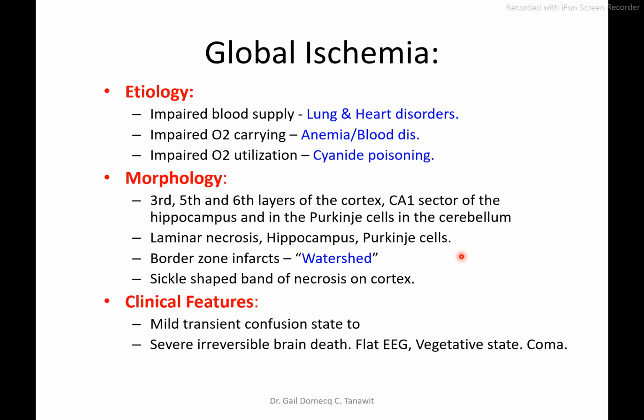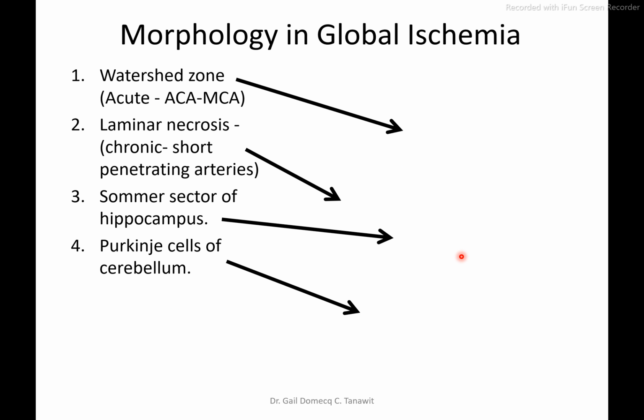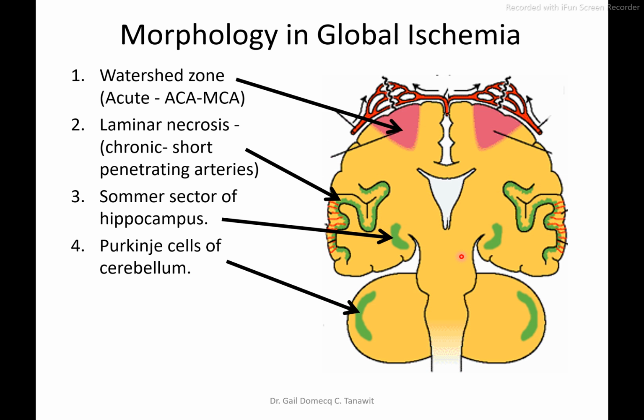Clinical features would involve mild transient confusional state to severe irreversible brain death. In fact, they would have a flat EEG and vegetative state, or even coma. So this is the different morphology of the global ischemia.